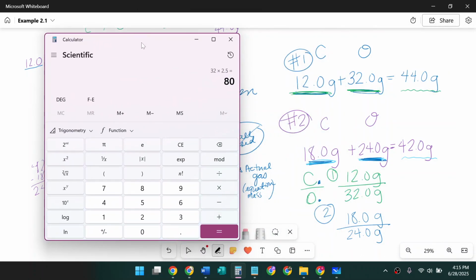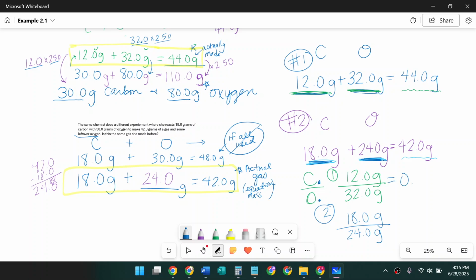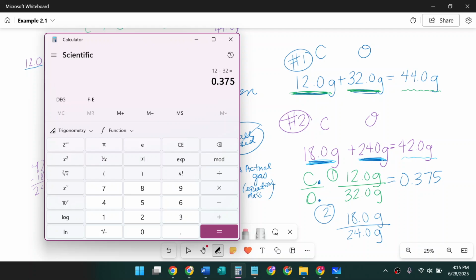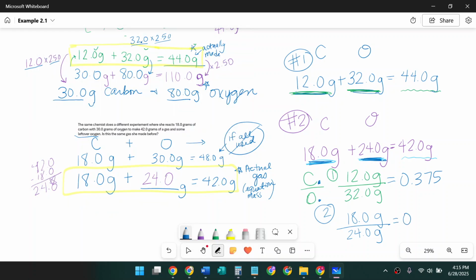I'm sorry, let me put my calculator over here. So 12 divided by 32 is 0.375. And that's not grams, that's just a ratio of one to the other. The second one is 18 divided by 24, and that one is 0.75. I'm going to call it 0.750 though, because these two numbers both have 3 significant digits, so I need my ratio to have 3 significant digits, even just for comparing.